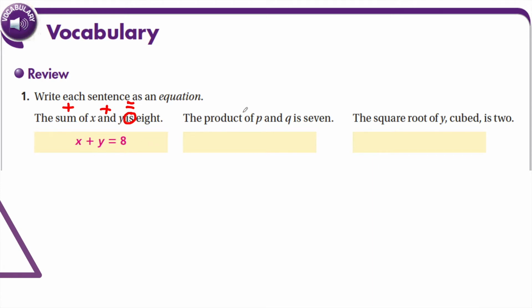The product of p and q is 7. Again, product represents multiplication, so multiplying p and q, the answer is going to be 7, which means it's going to equal 7, so we have p times q equals 7.